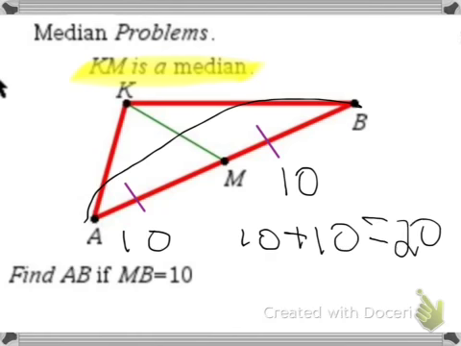So to work this problem out, to find AB, the answer is 20 by the definition of the median. So was that hard? I don't think so. Okay.